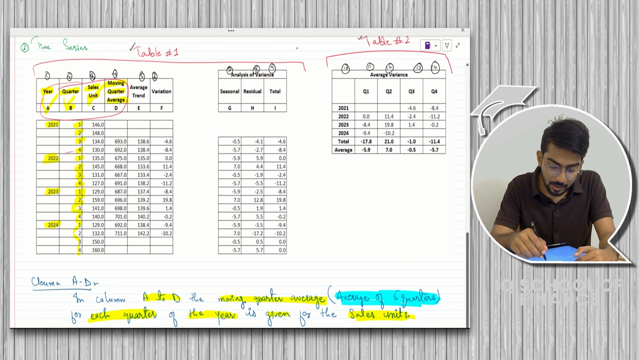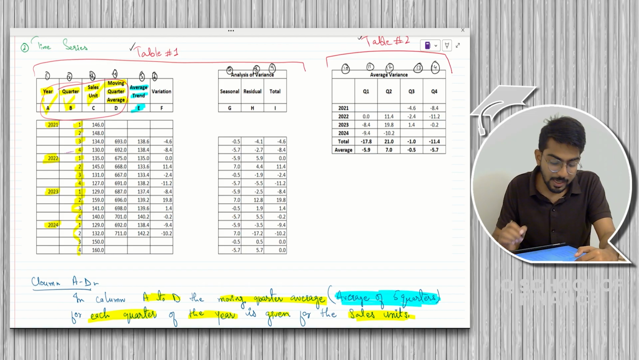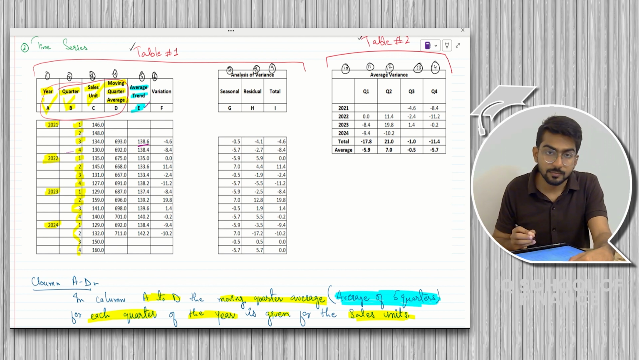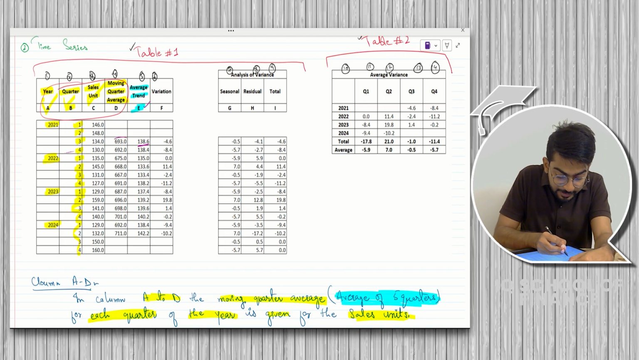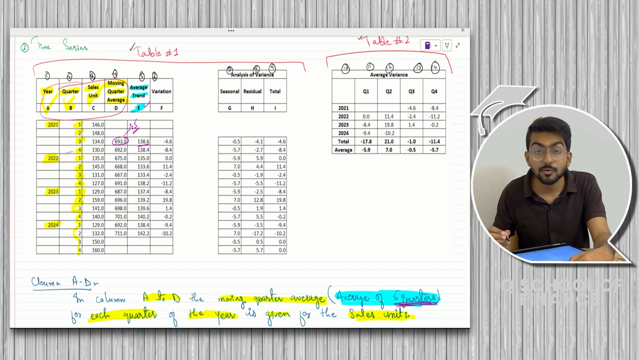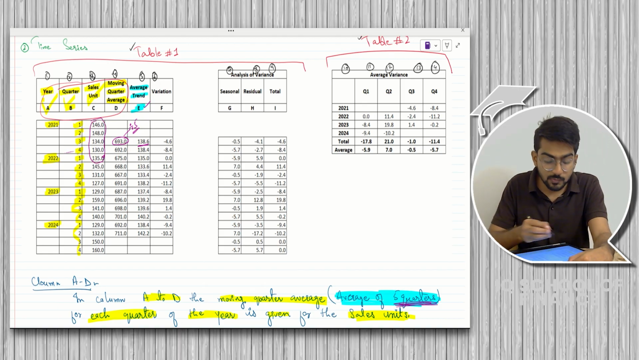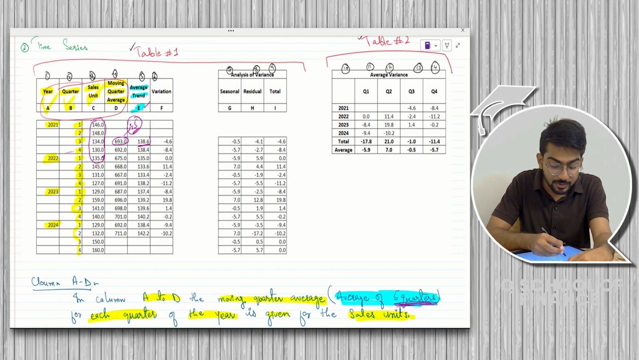Now let us focus on how this average trend in column E has been calculated. Think about it. This 138.6, the average trend, is calculated by dividing the moving quarter average by 5. Now why 5? If you remember, we calculated the moving quarter average using 5 quarters. That is why we divide it by 5 to find the average trend.